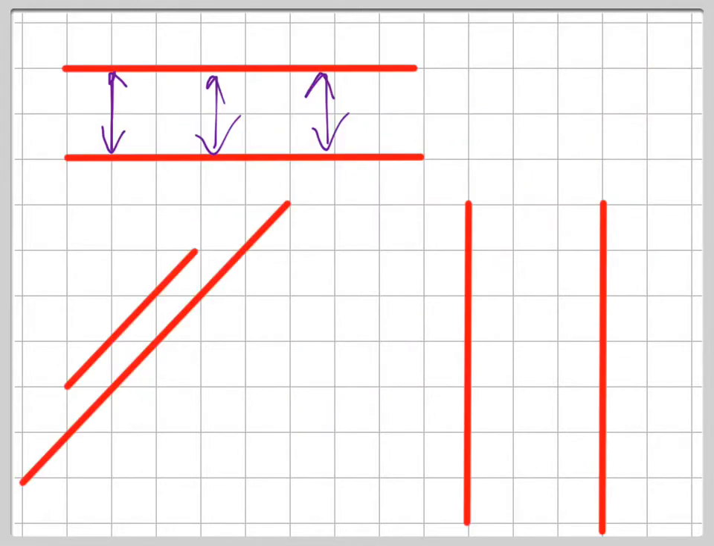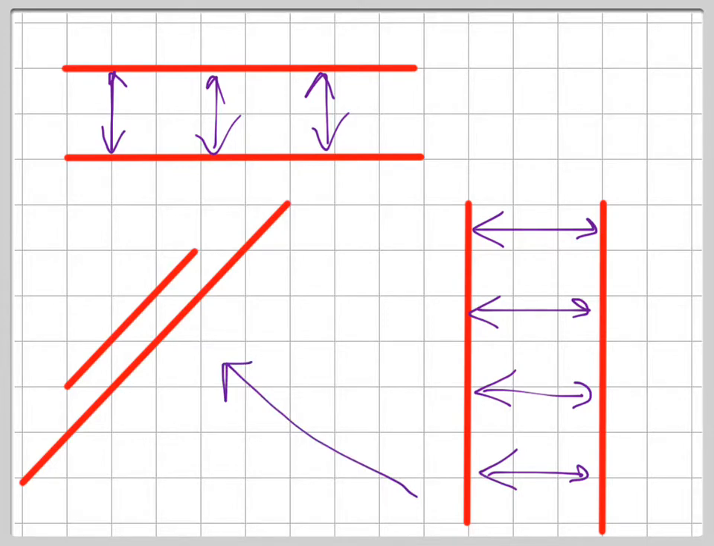Here we've got some pairs of parallel lines. The top pair are the same distance apart all the way along, as you can see from the arrows. The ones on the right are also parallel, even though they are vertical, they are still the same distance apart all the way along. The pair of parallel lines here on the left-hand side, even though one is much longer than the other, they're still parallel because of the fact that they are the same distance apart all the way along.